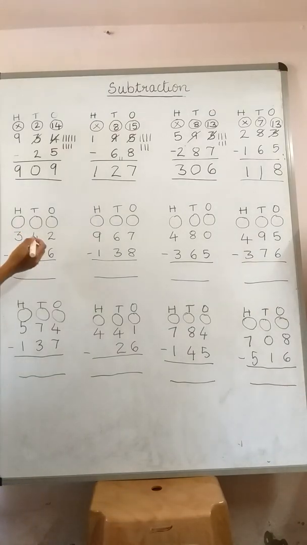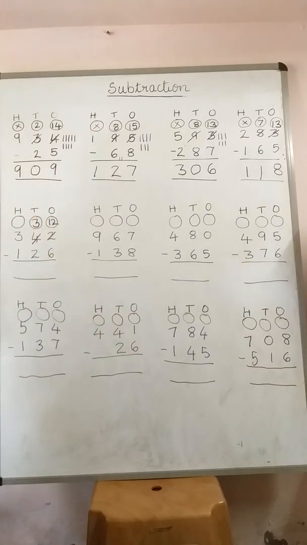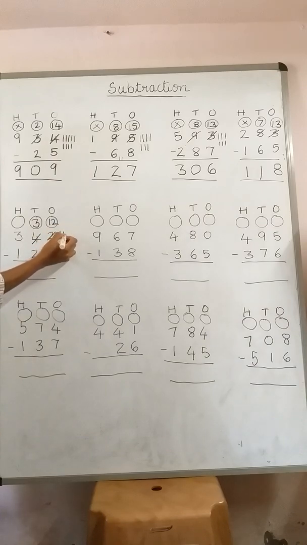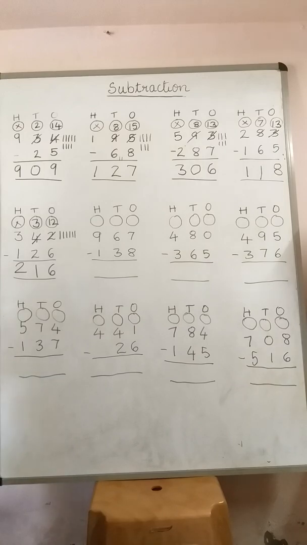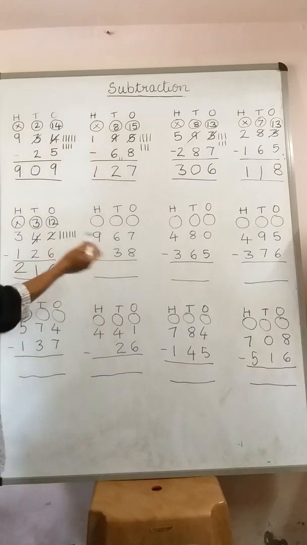342 minus 126. It's not possible. So strike out 4. Write 3. 1 ten goes to the ones place. Strike out right here. That is 12 now. So 6 afterwards is 7, 8, 9, 10, 11, 12. Count the number of lines: 1, 2, 3, 4, 5, 6. 3 minus 2 is what? 1. And 3 minus 1 is 2. Answer is 216. Moving to the next one.